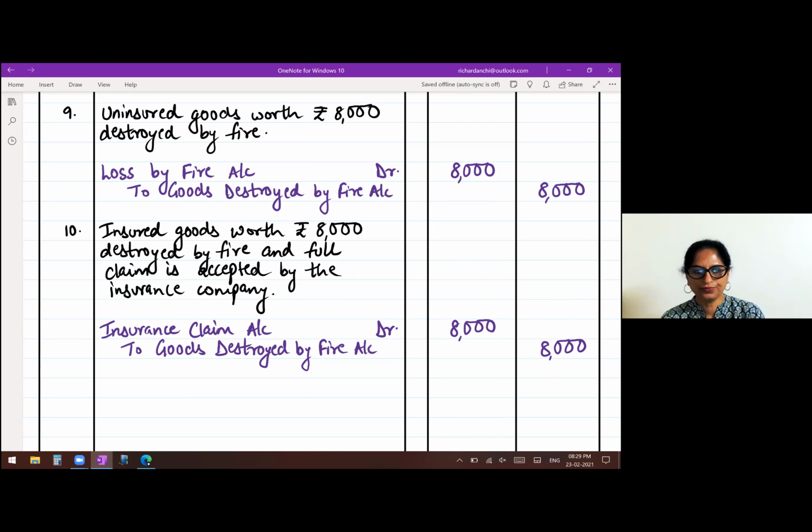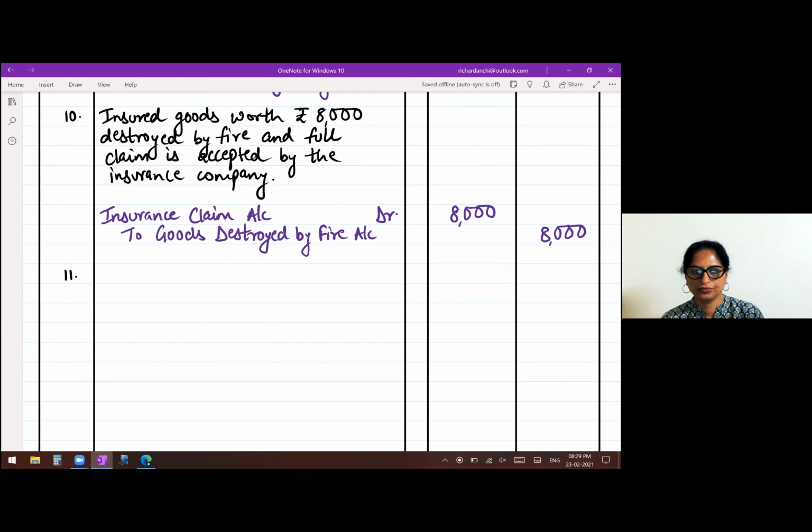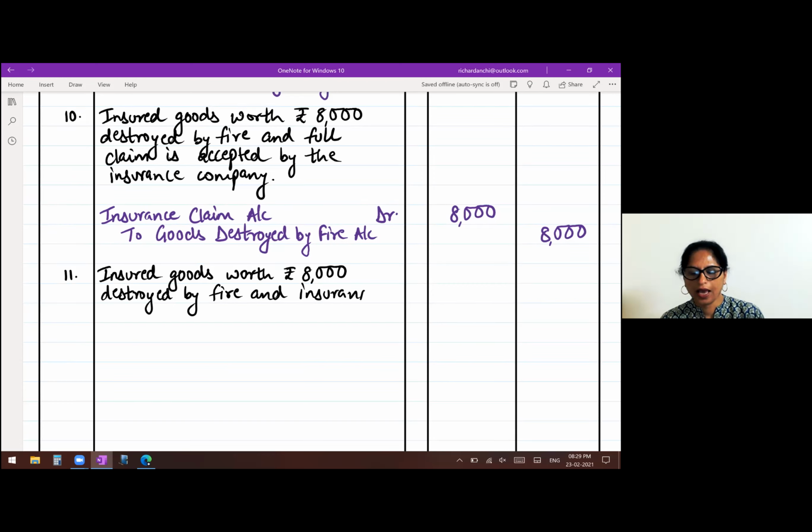Okay, and the last one. Insured goods worth rupees 8,000 destroyed by fire, and insurance company accepted a claim for rupees 6,750 only.